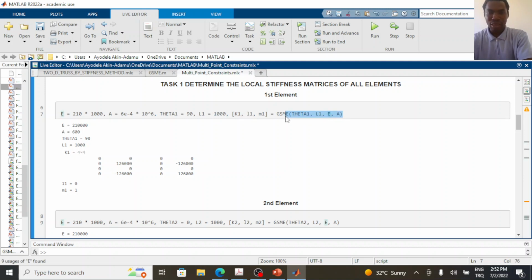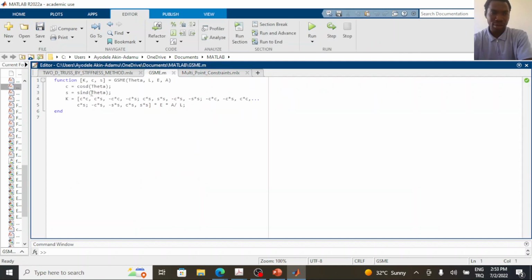This is a function that defines my global stiffness matrix. The function actually returns three outputs. K1 denotes my local stiffness matrix for element one. L1 denotes my cosine angle, cos theta one, for element one. M1 denotes my sine angle, sine theta one, for element one. I just need to enter these four parameters, and this function calculates my local stiffness matrix for element one. This function GSME is defined here, so you should look at it and note it down.